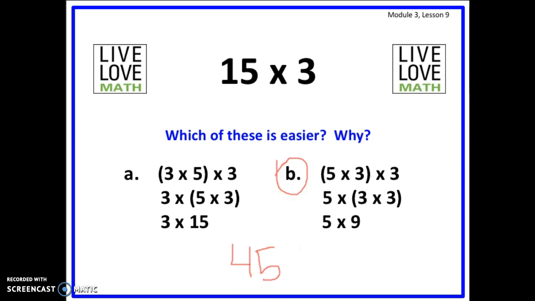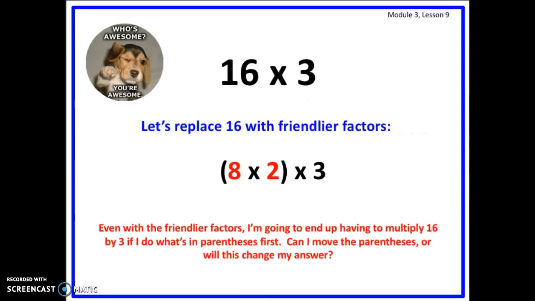All right, friends, now we need to take out our problem set. Oh, I'm sorry, not problem set yet. First, we're going to finish this work. Let's replace 16 with friendlier factors. 8 times 2 times 3. What can I do to make this easier? Try on your whiteboard to move the parentheses around to see if it'll help you get the answer. Press play when you're ready to begin.